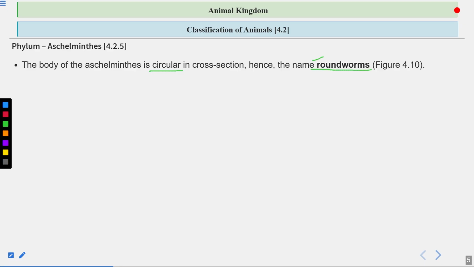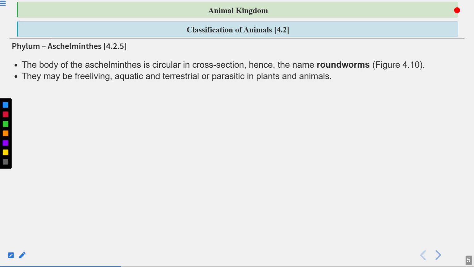Before this, we discussed the flatworms. Their body is very flat, and it can be divided into two surfaces, the upper surface and the lower surface, meaning the dorsal surface and the ventral surface. That is why that organism is called a flatworm, right? But here, when you cut the cross section, it appears circular, and that is why they are called roundworms.